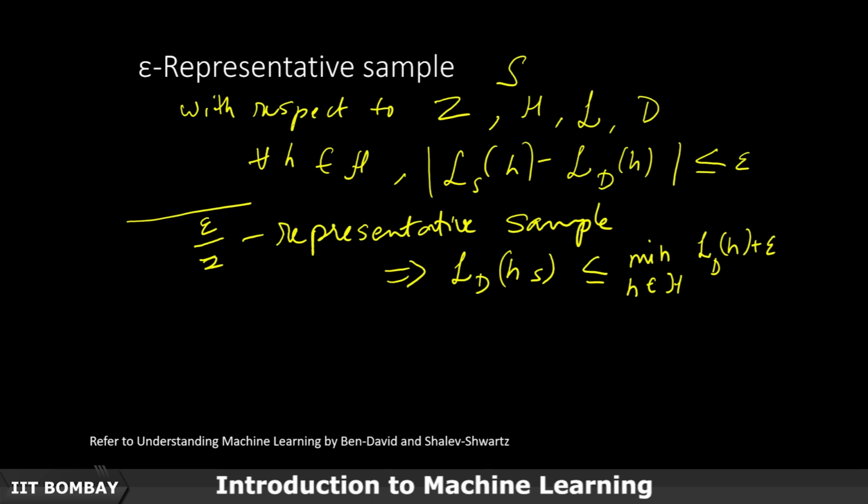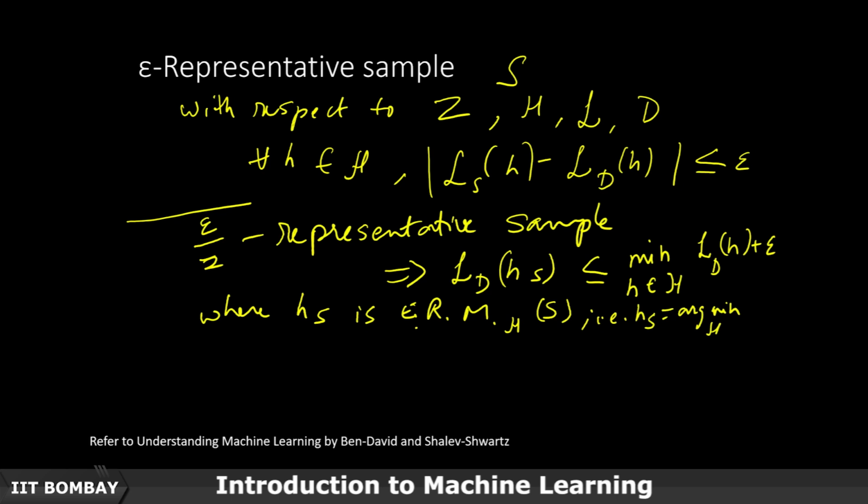So what is HS? It is the empirical risk minimizing hypothesis, ERM over the hypothesis class for the particular training sample S, which is HS equals argmin over h of LS of h.